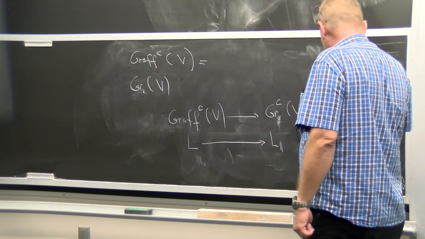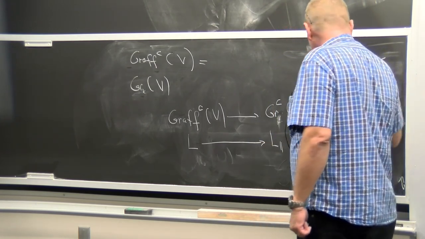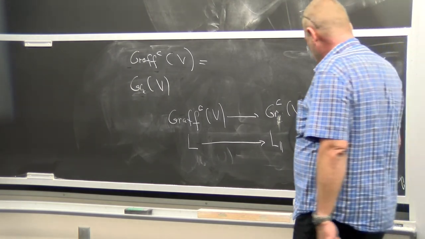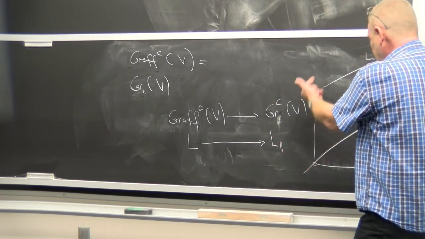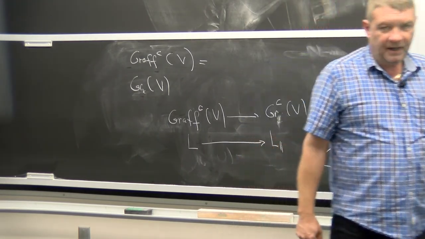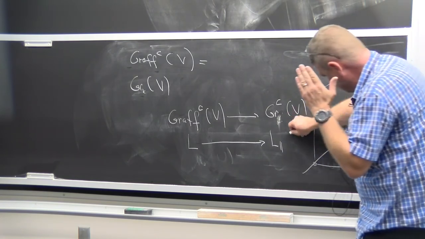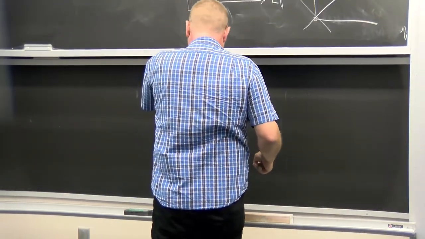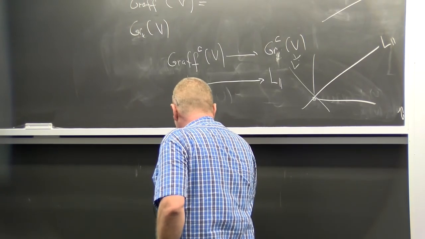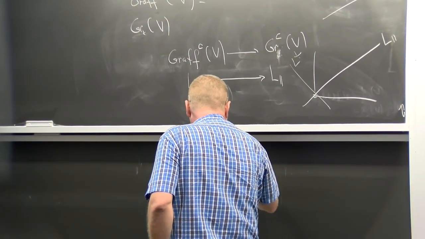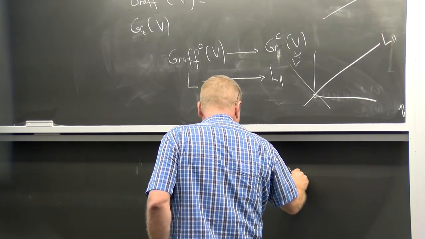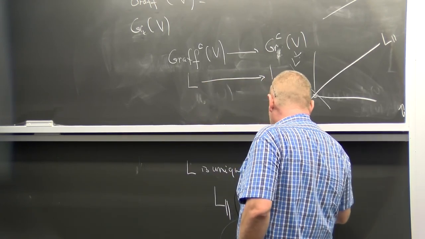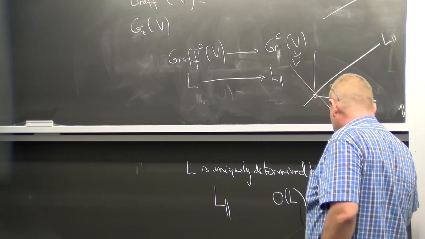Now, so here's the picture. Let's start in R2. This is L. This is L perp. Now, how many affine planes have the same L parallel? Well, it's L perp. Let me say L is uniquely determined by its parallel through the origin, and its center, which is defined as L intersect with L parallel perp.